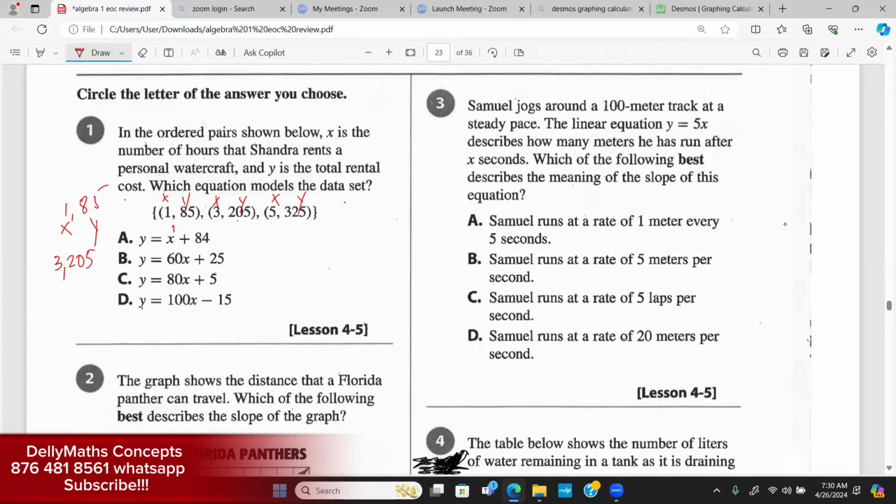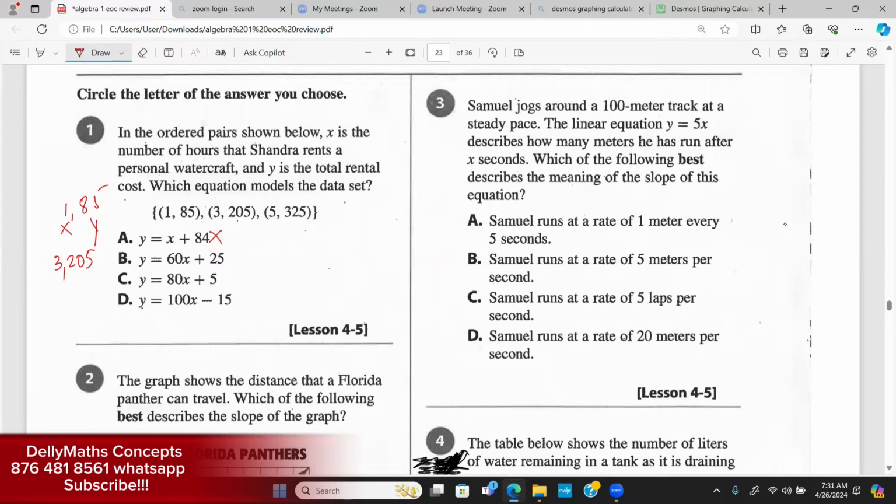So if I put X here, 3 right here, we're going to have 3 plus 84. That is 87. I'm not seeing 87 here as a Y value. That means A here cannot work, because you want something that will work for all of these at once. It worked for A1 and 87, but it did not work for 3 and 205. So A is off. You're going to have to try it here again.